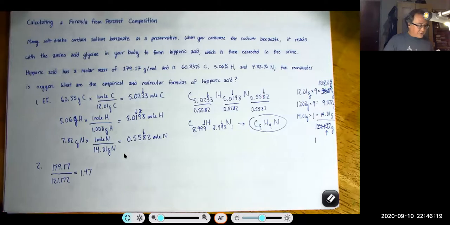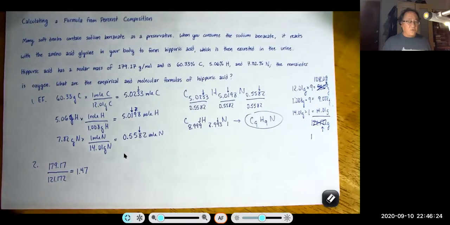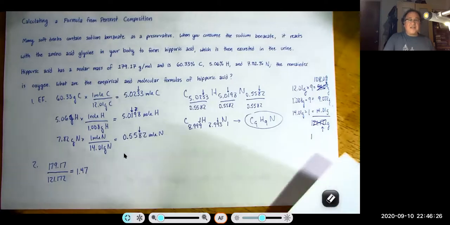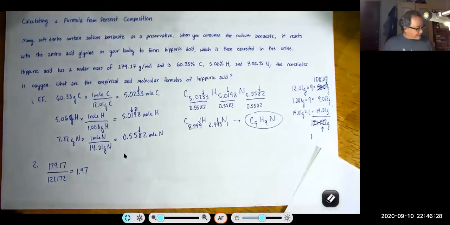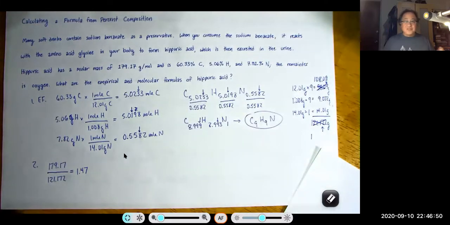So what we're going to do is we're going to go ahead and leave the problem here. We're going to cover up the work, but what did I miss? Well, take a look at these numbers here. 60.33 plus 5% plus 7.82%. Does that come close to 100%? No. So what did Tony do? Tony did not read the problem fully and see that the remainder is oxygen. So this is a good lesson.